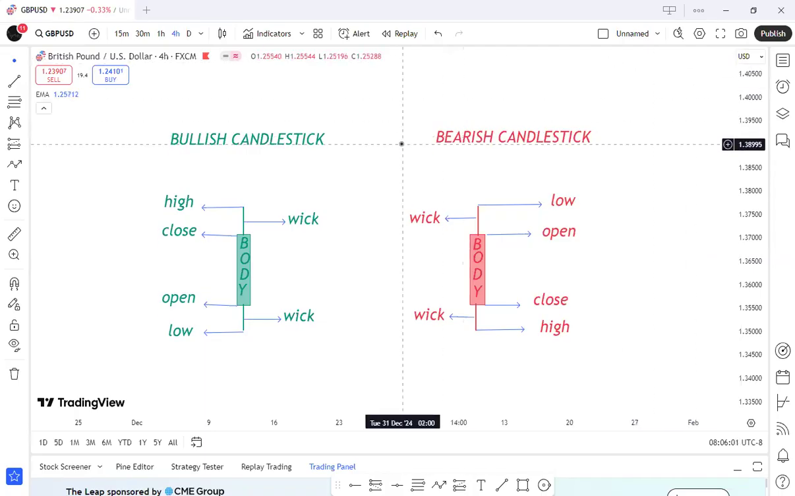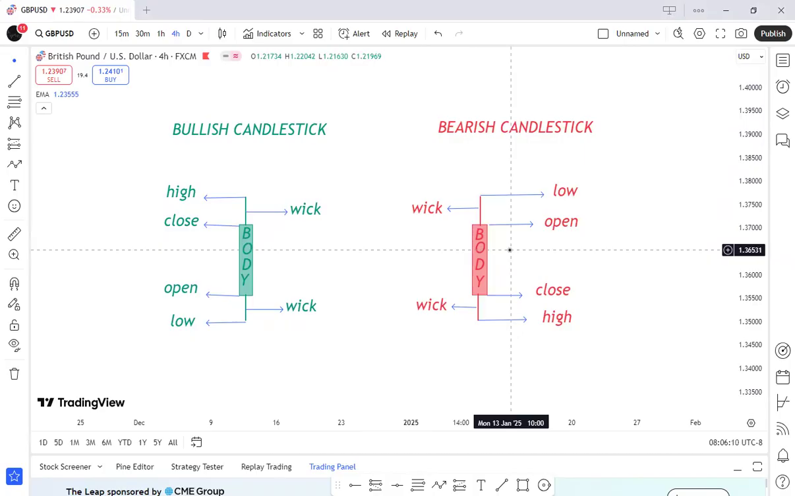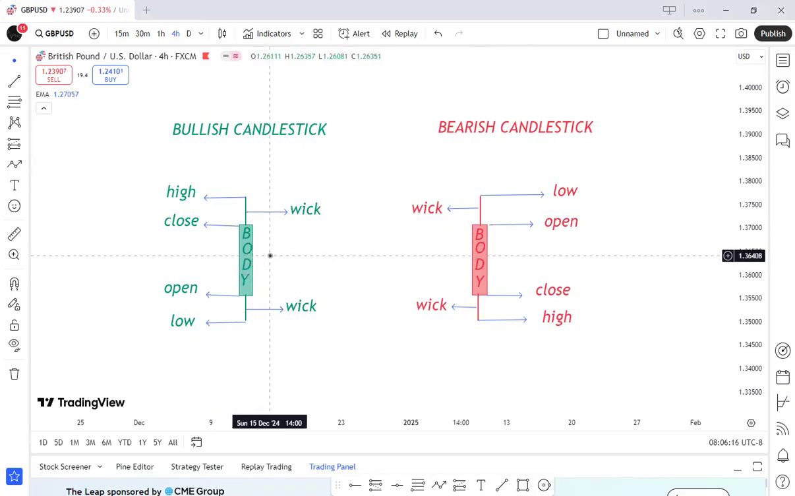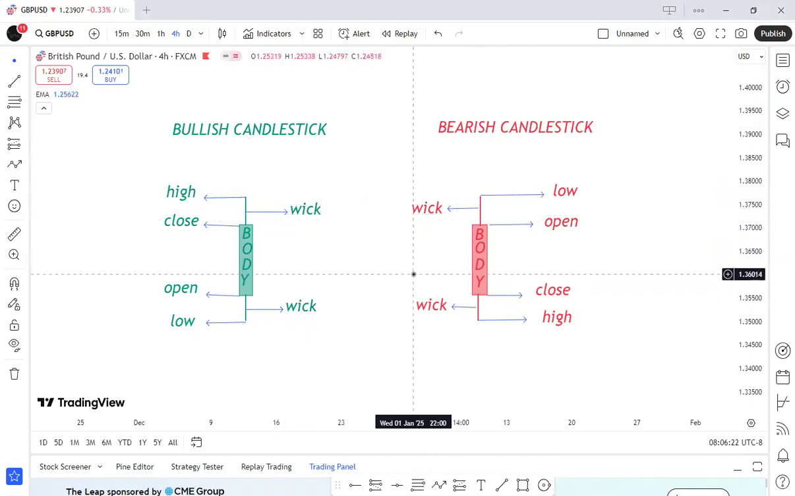When identifying bullish and bearish candlesticks, the red candles that you always see in the chart are called bearish candles, and the green candles you always see in your chart are called bullish candlesticks. The difference is that bearish is moving downwards. When price is moving downwards, it's going bearish, and when price is moving upwards, it's going bullish. So these are the differences.